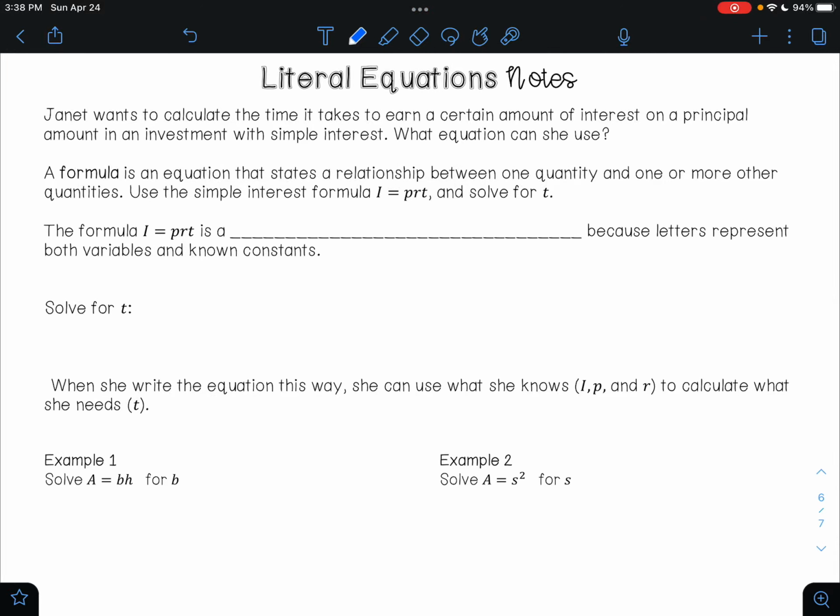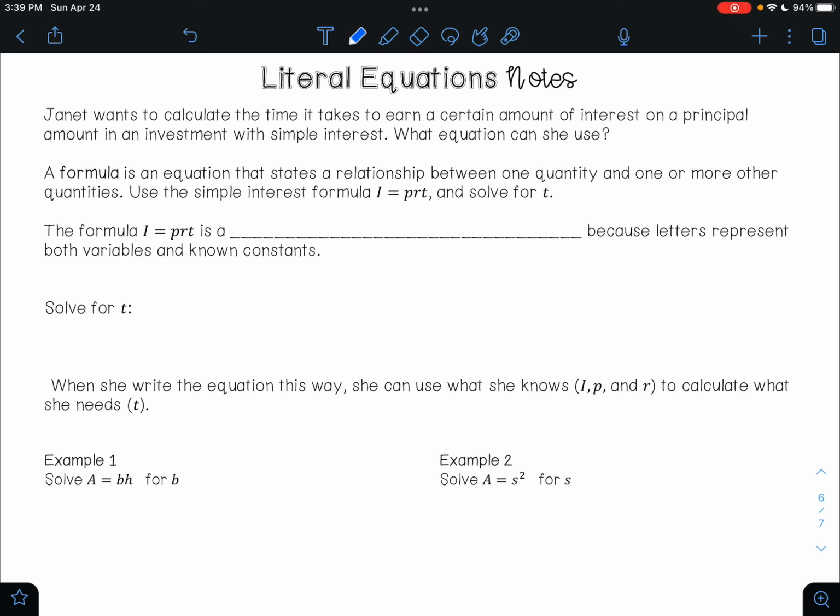In this video, we're going to talk about literal equations. Janet wants to calculate the time it takes to earn a certain amount of interest on a principal amount in an investment with simple interest. What equation can she use? The formula is an equation that states the relationship between one quantity and one or more other quantities. Use the simple interest formula I equals PRT and solve for T.